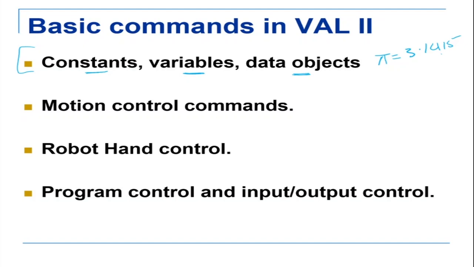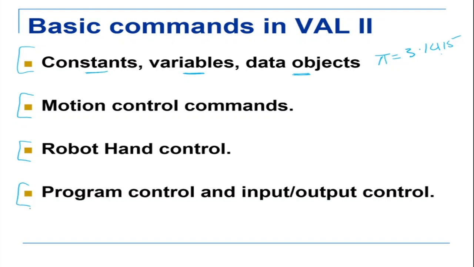The second part of the program is the motion control commands. A robot moves around in space from one point to another point when it does a task. So the motion control commands are going to move the hand or the end effector from one position to another position. The third set is robot hand control. Unlike an NC machine or other machines, a robot has a gripper, so it has to use its hand. For example, open the hand, catch something, close the hand.